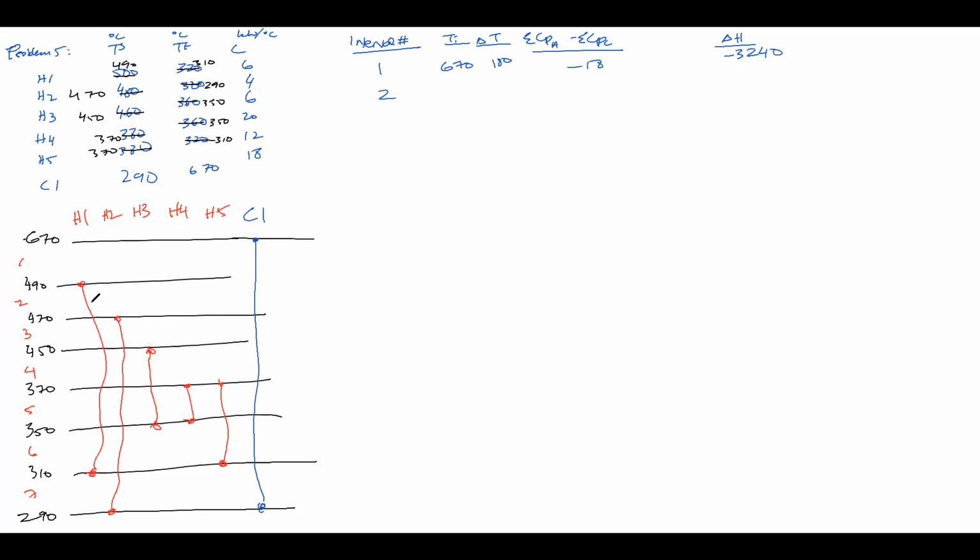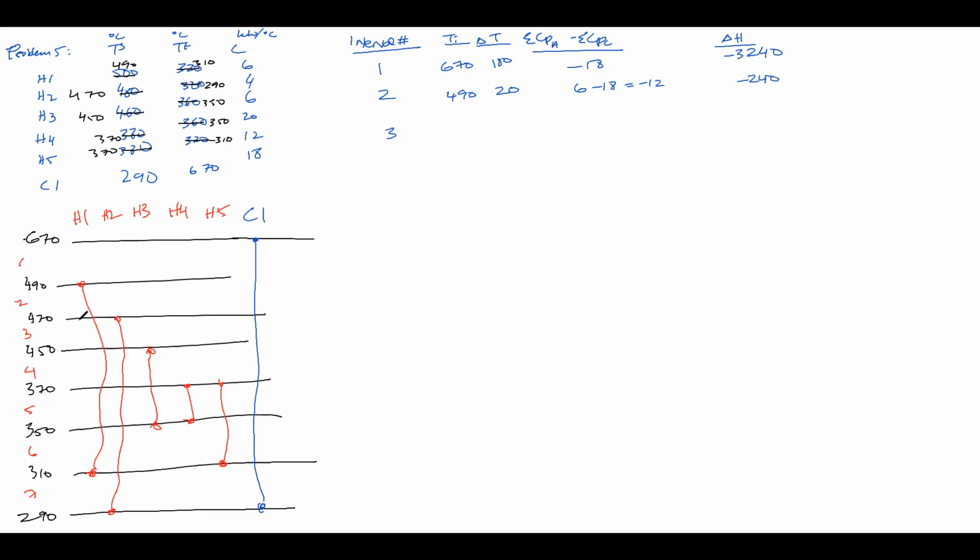Good, interval 2. I'm going from 490 to 470, so my initial temperature is 490. My delta T is 20. Summation of CP hot minus CP cold, I have H1 minus C1, so 6 minus 18 is minus 12, and delta H will be minus 12 by 20, which is minus 240.